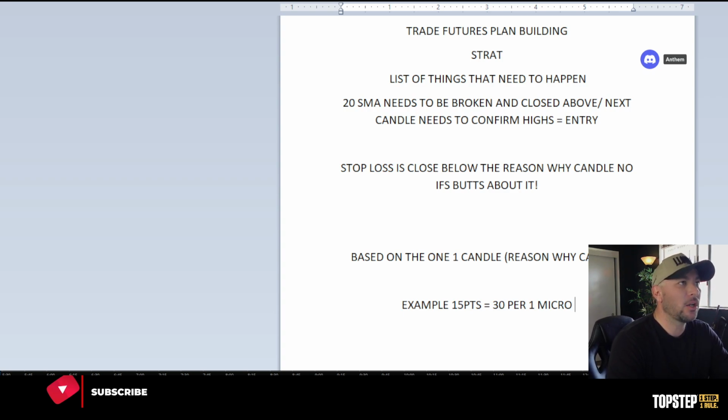How many contracts do you want to take based on 15 points risk? Is it one micro, $30? Is it two? That would be 60. Is it three? That would be 90. So I'm going to give an example. 3 micros equals a $90 stop loss. We're targeting a 1-to-1 on our trades. Yes, that means that if we get 15 points, we are going to profit $90.